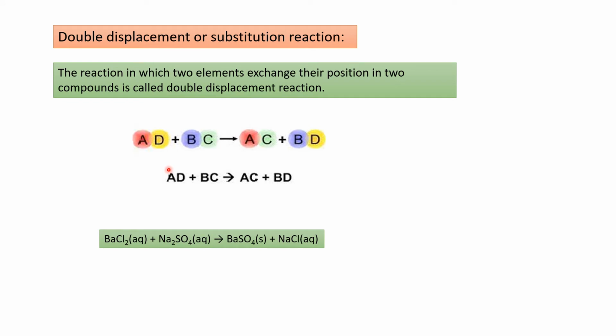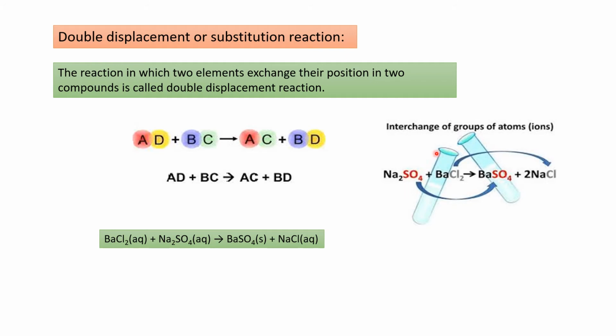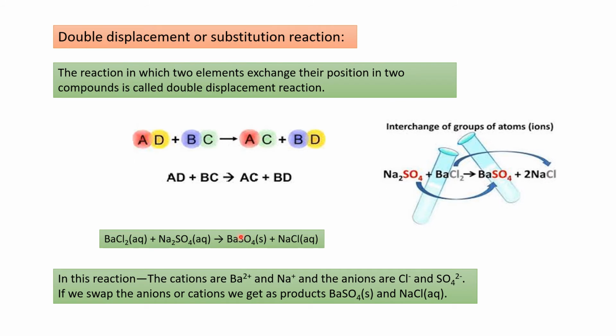Say for example, barium chloride and sodium sulfate react with each other and produce barium sulfate plus sodium chloride. Interchange of group of atoms or ions. In this reaction, the cations are barium and sodium and the anions are chloride and sulfate. If we swap the anions or cations, we get as products barium sulfate and sodium chloride.